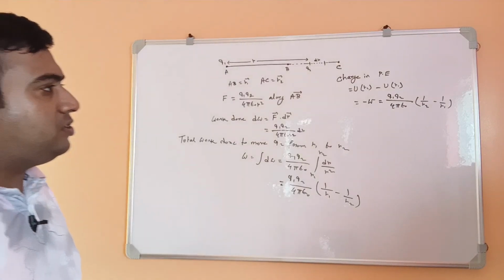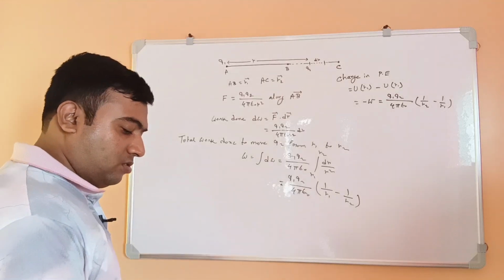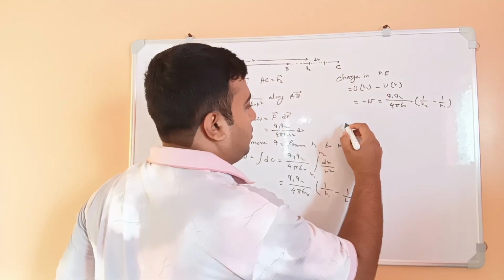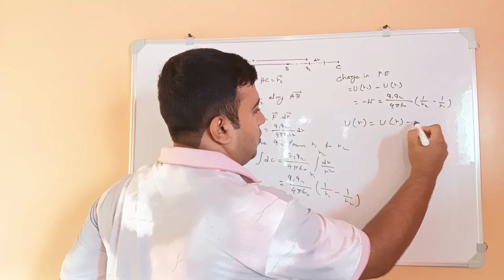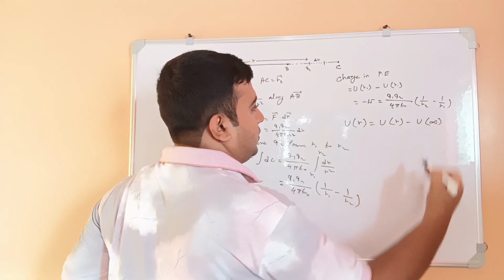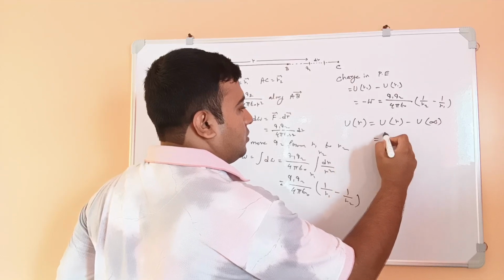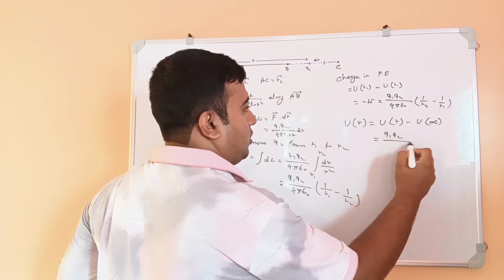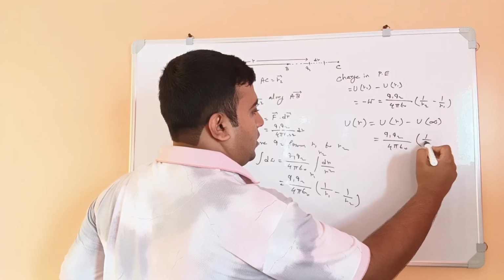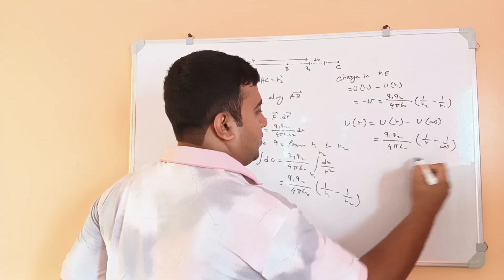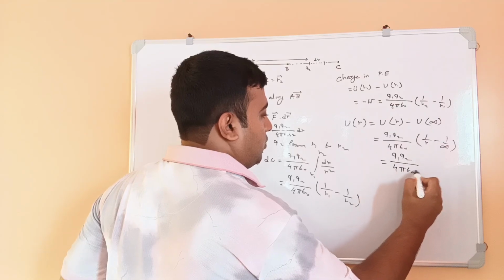So if the separation between the two charges is infinite, then the potential energy U should be minus of, if R1 is infinite, Q1 Q2 by 4 pi epsilon naught into 1 by R minus 1 by infinity, that is Q1 Q2 by 4 pi epsilon naught R.